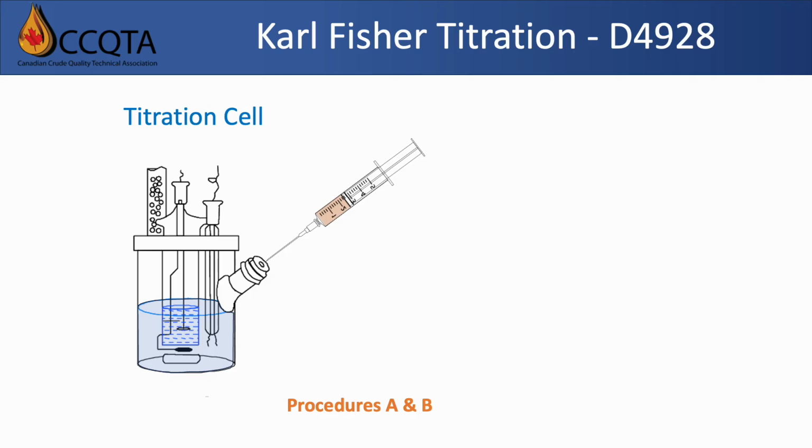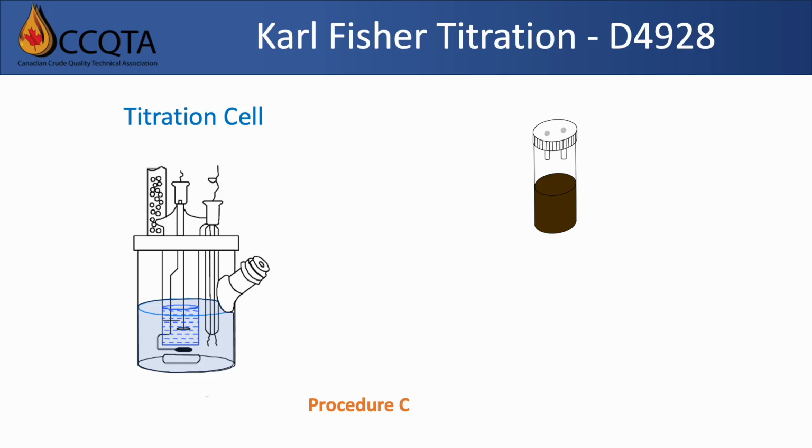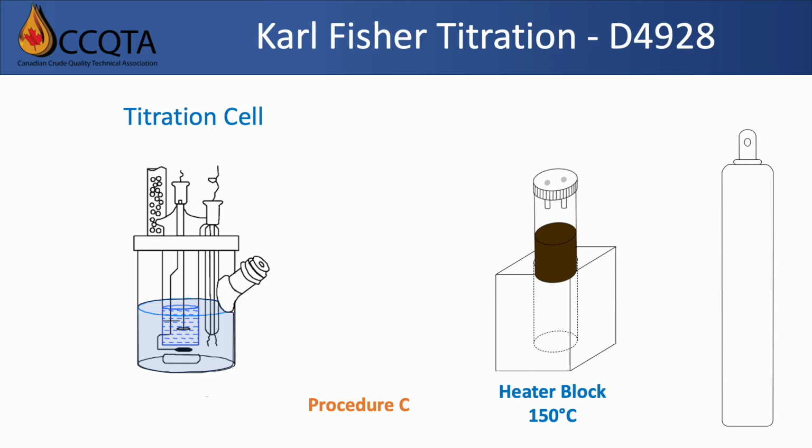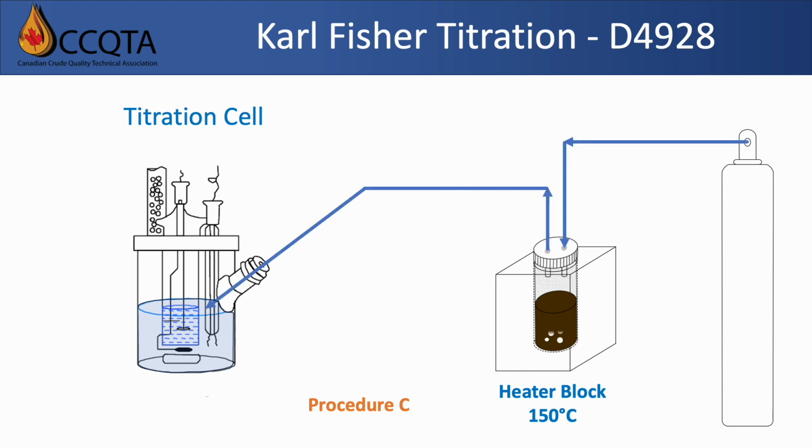Procedure A injects a known mass of sample into the cell, while Procedure B injects a known volume of sample. Procedure C uses a known mass of sample in a vial and places it in a heater block where it heats the vial to evaporate all the water from the sample. The water vapor is then swept from the headspace of the vial into the titration cell for quantitation. This method has an advantage that the crude oil is never injected directly into the solution, so the solution lasts considerably longer. If the sample collection is performed in the field using pre-weighed vials, then homogenization is also not required because the whole sample is used for measurement.